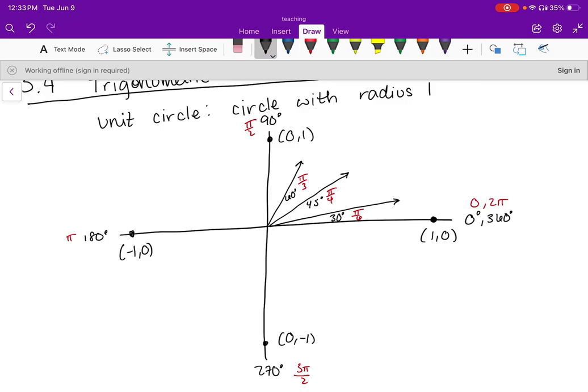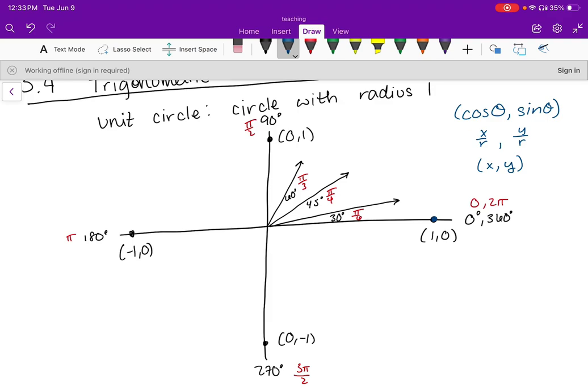Every point on the circle is a (cosine of an angle, sine of an angle) point. How do we know this? So cosine, remember, is x over r. Sine is y over r. Well, if my r value is 1, then on the unit circle, cosine is x and sine would be y. So every point that is on our unit circle is a (cosine, sine) point.